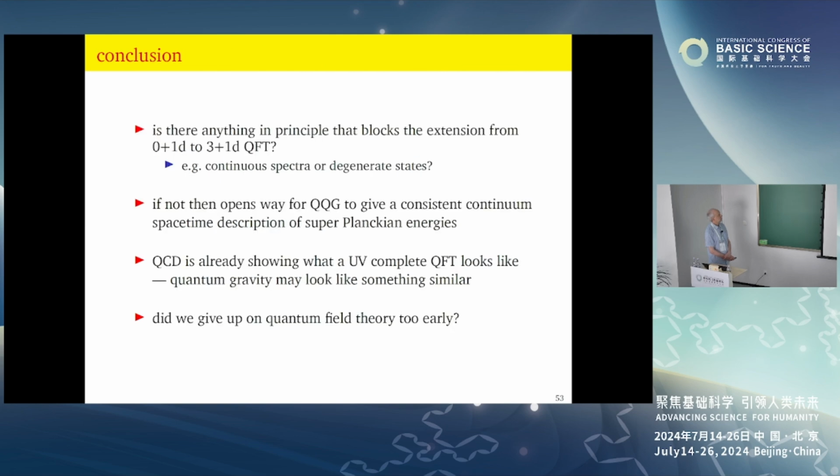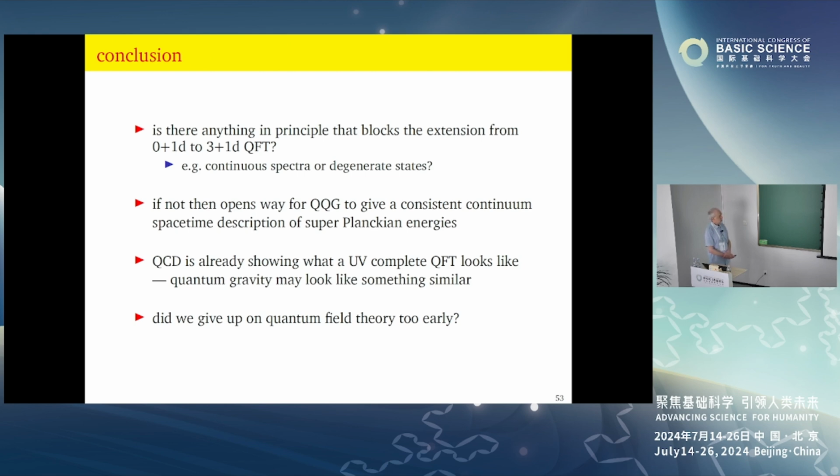Okay, so that's about it. So I guess the main question is: is there anything in principle that would block the extension from what I've been talking about, 0+1 dimensions, to 3+1 dimensional quantum field theory? Some things that occur in quantum field theory are continuous spectra and degenerate states. So we'd have to think about those things.